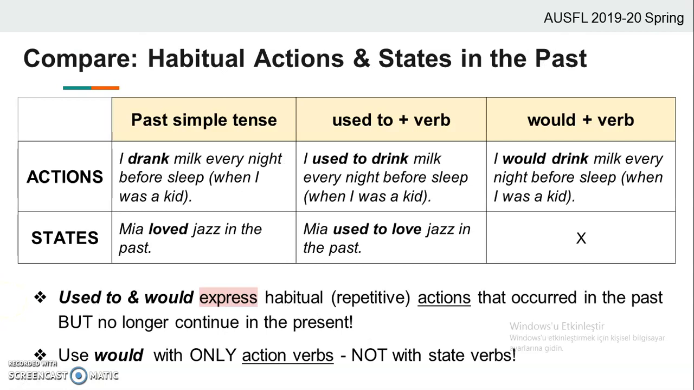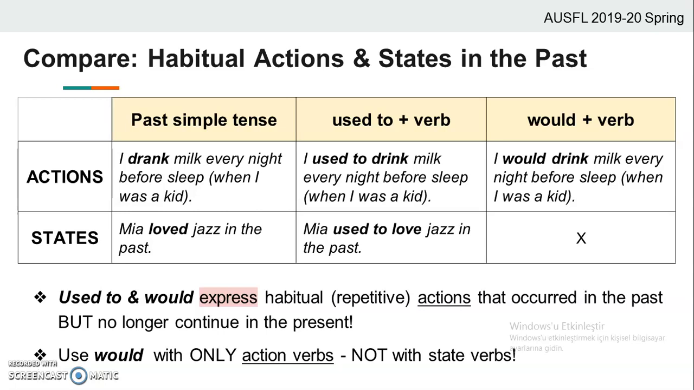And if we compare habitual actions and states in the past, this chart will help us to see clearly the difference among these three structures. Here, for actions, we can use past simple tense, used to plus verb, and would plus verb. Let's have a look at the examples. I drank milk every night before sleep. I used to drink milk every night before sleep. I would drink milk every night before sleep. All these three sentences mean the same thing.